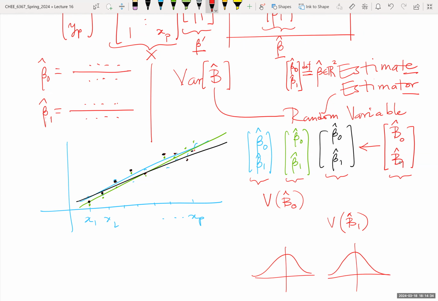Okay. What do I know about these distributions? Well, we'll say a few things in a second.